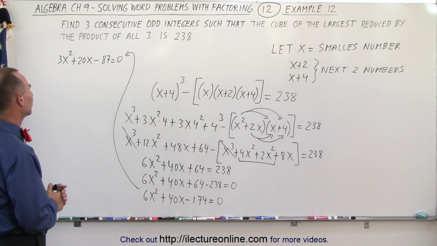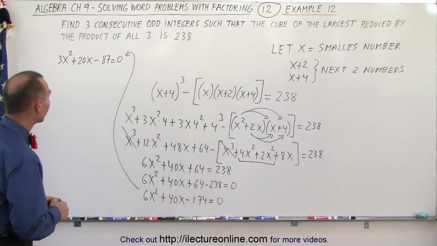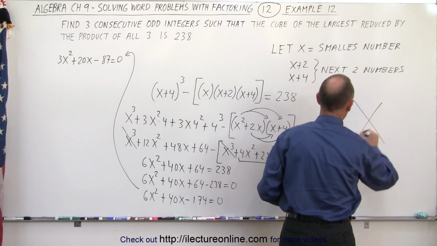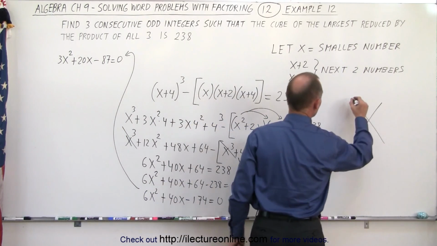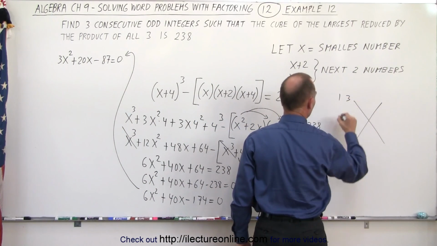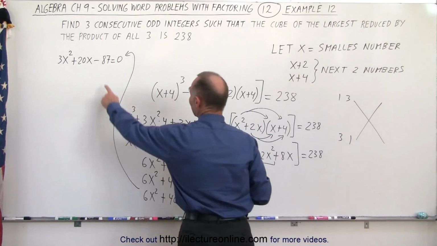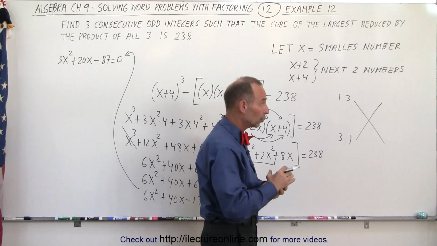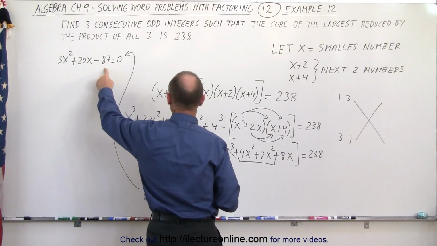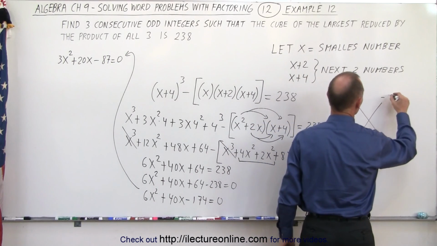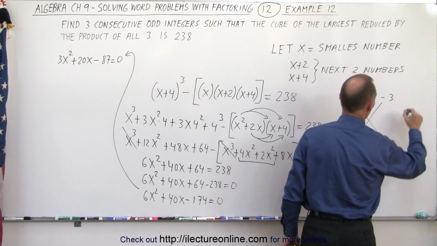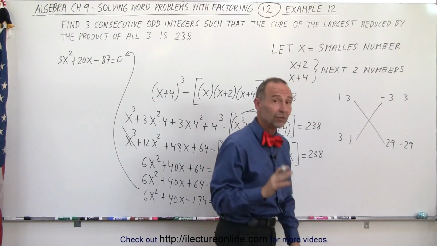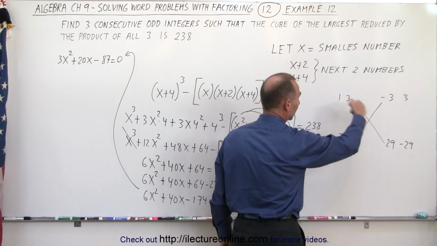Now, how do we factor this? We probably want to use the FOIL method. So let's put the FOIL method over here. Notice to get 3x squared, we're going to need a 3 and a 1, or a 1 and a 3. Then to get a negative 87, we need a positive and a negative number, and the only combination would be 3 times 29. So that would be a negative 3 times a 29, or a 3 times a negative 29. We don't have to put all the combinations down because we already have them over here.